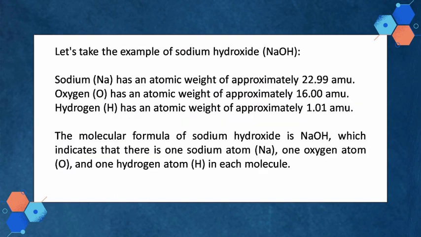Let's take the example of sodium hydroxide, NaOH. Sodium, Na, has an atomic weight of approximately 22.99 AMU. Oxygen, O, has an atomic weight of approximately 16 AMU. Hydrogen, H, has an atomic weight of approximately 1.01 AMU. The molecular formula of sodium hydroxide is NaOH, which indicates that there is one sodium atom, Na, one oxygen atom, O, and one hydrogen atom, H, in each molecule.